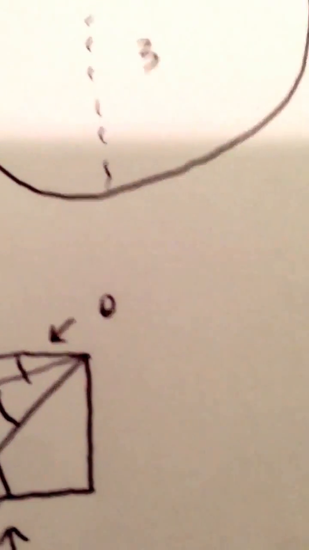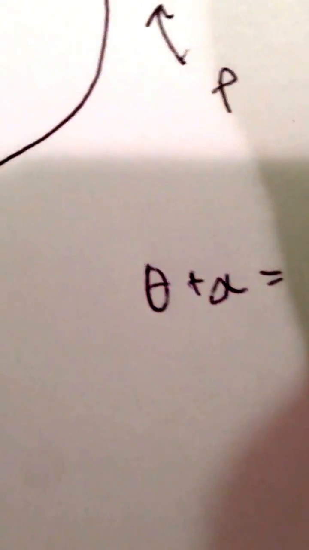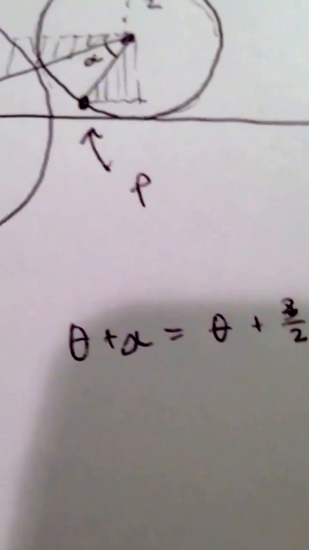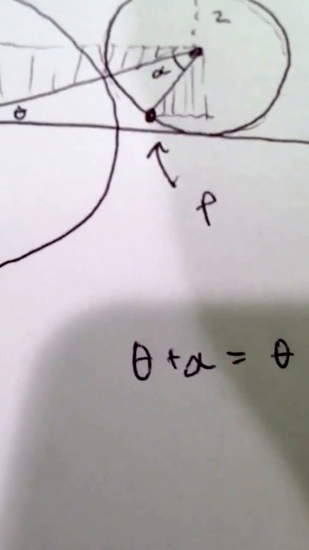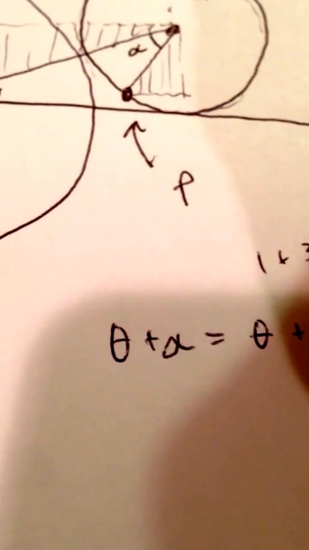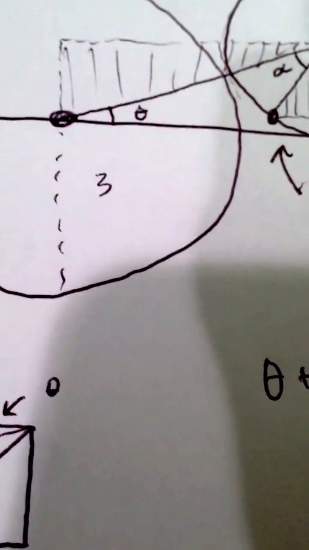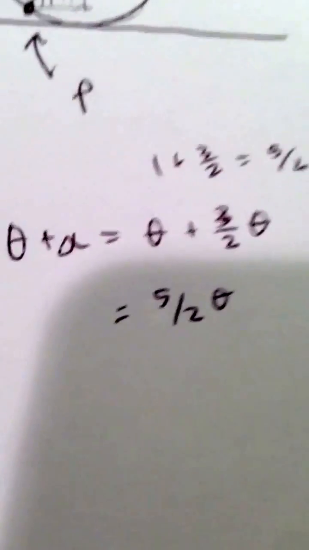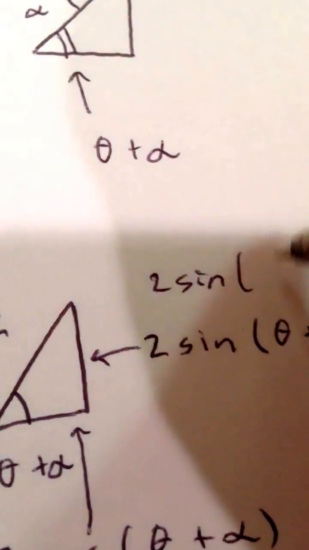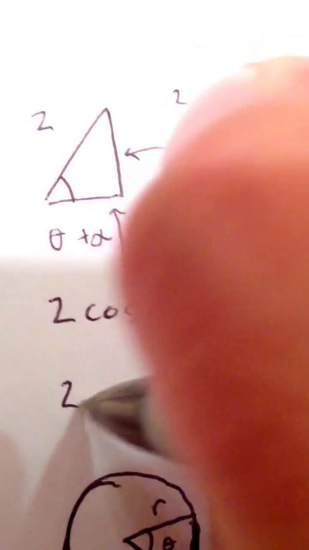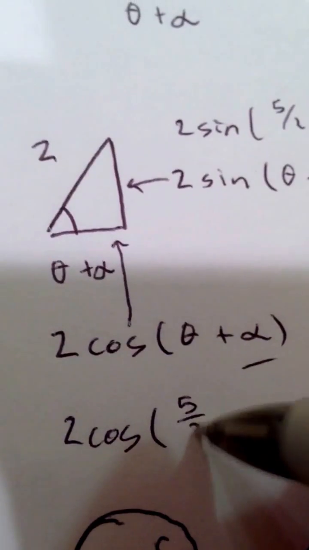So you get theta plus alpha in this case equals theta plus 3 halves theta. And we can simplify that into 5 halves, because 1 plus 3 halves is 5 halves. So we get 5 halves theta. That's theta plus alpha. So we can rewrite these sides as 2 sine of 5 halves theta, and 2 cosine 5 halves theta. Sorry, I didn't know if you saw it when I wrote it.